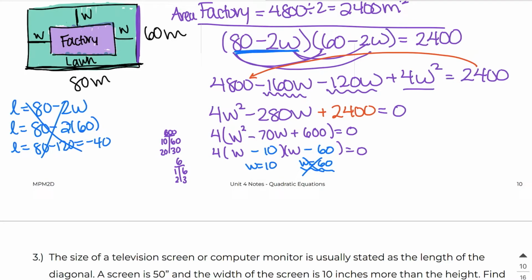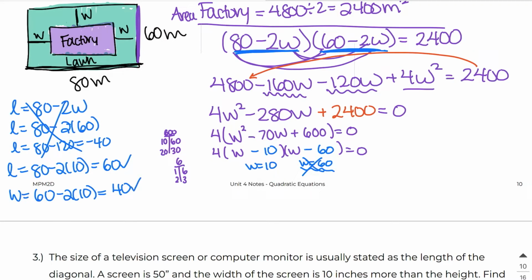So let's see if 10 is going to work. So for 10, I would do 80 minus 2 times 10, which gives me 80 minus 20, which is 60. That's good. Let's double check the width. It would be 60 minus 2 times 10, because this is the width right here. 60 minus 20 is 40, so this also works right here, which means that my dimensions are good to go for this right here.